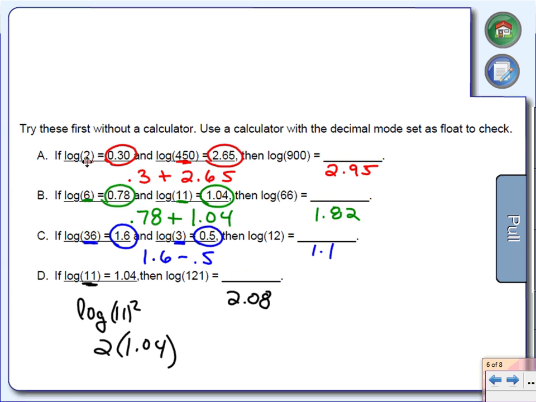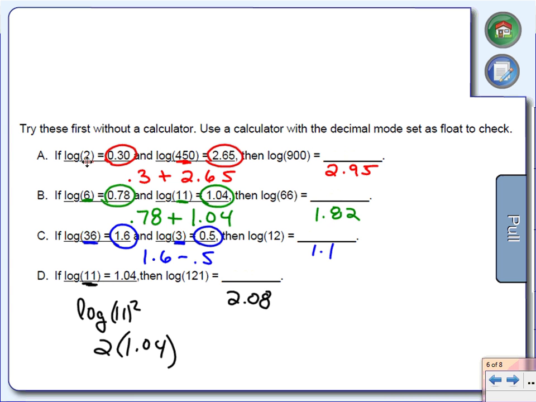And let's check the first one. Let's find out the log of 900. Put that in your calculator. Log of 900. Now remember, now it's set to float, so it's going to give you a lot of decimals. But we should get something pretty darn close to 2.95. Is that true? Yeah. Let's check the next one. Log of 66. Is that pretty close to 1.82? Yep. Okay. How about log of 12? Is that pretty close to 1.1?